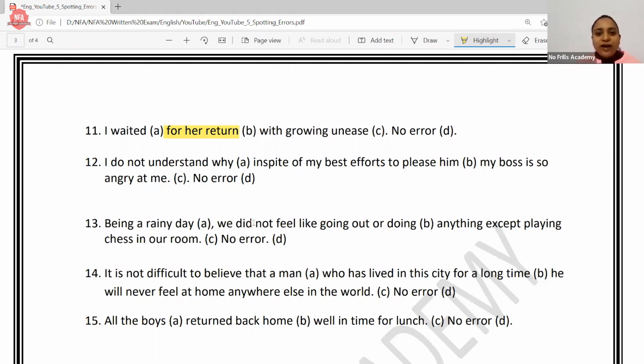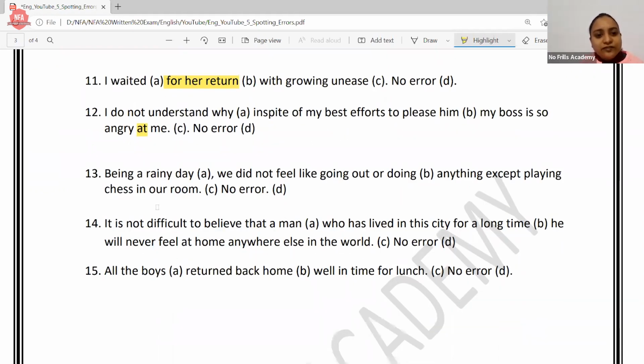I do not understand why, in spite of my best efforts to please him, my boss is so angry with me. The correct use of preposition is not at, it is with me. Angry with me. Being a rainy day, we did not feel like going out or doing anything except playing chess in our room. There is no error in this.